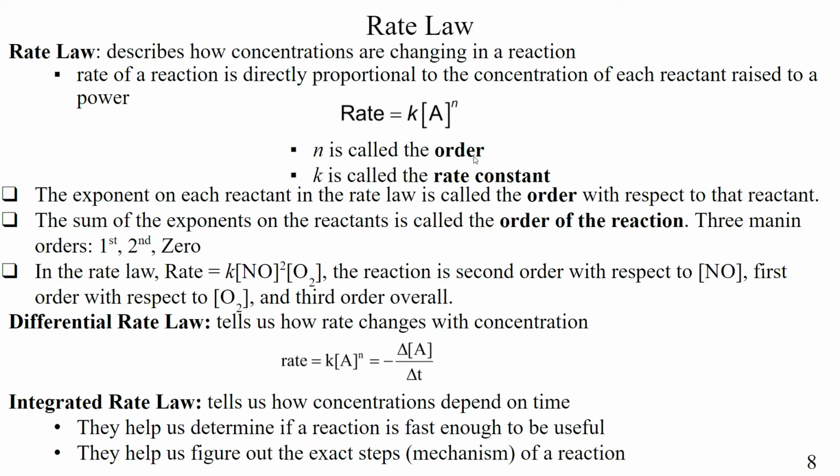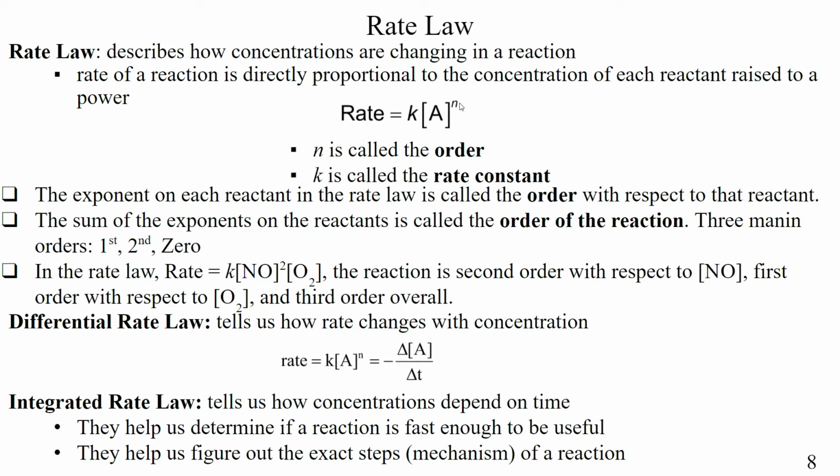Now, N is what we call orders, whatever our concentration is raised to. And we're only going to talk about three orders today. All right, we only have three types here that we'll mention today. There are others, but we're only going to mention the common ones. Okay. So the exponent of each reactant in the rate law is called an order. As I mentioned before, this is your order, your N.